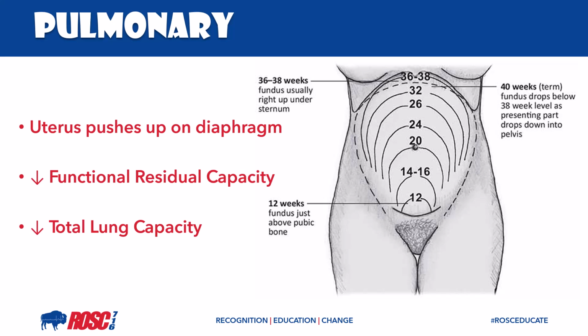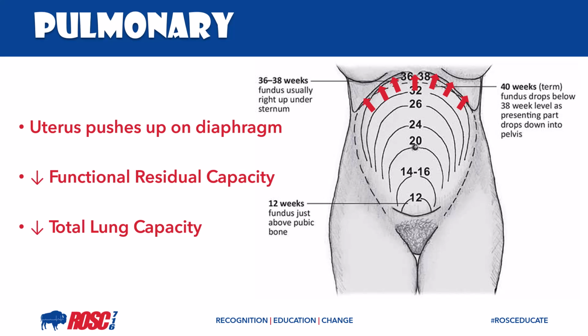Let's move on to the pulmonary physiological changes during pregnancy. First, let me point out that dyspnea is one of the most common complaints in pregnancy. This makes this a diagnostic challenge, especially in our litigious society today. As fundal height increases, the diaphragm gets pushed cephalad, that is to the head. There's only so much room for the uterus and for that fact for the lungs. This decreases functional residual capacity and total lung capacity of the pregnant woman.